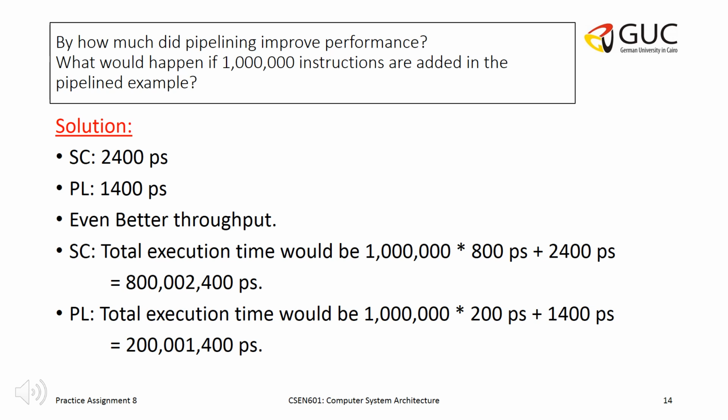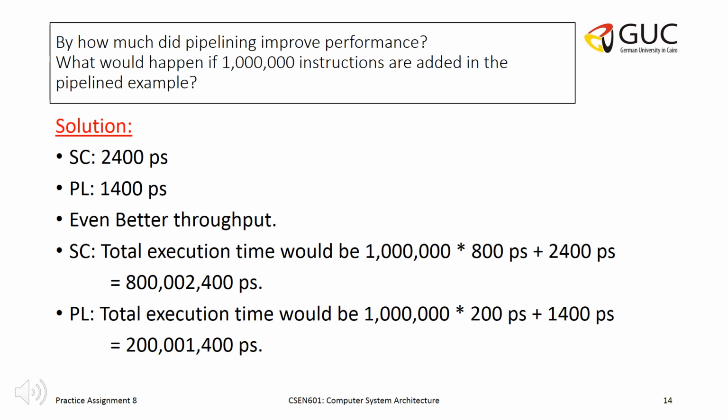For the previous 3 instructions we discussed, we want to know by how much pipelining improved the performance. What would happen if 1 million instructions are added in the pipeline example instead of only 3 instructions? So think first and let's discuss this question.